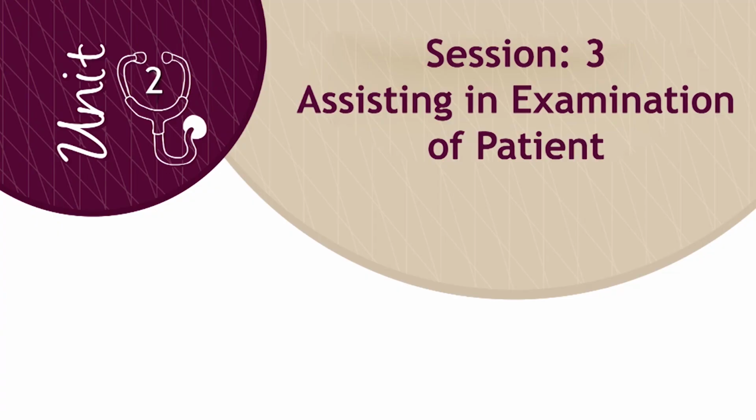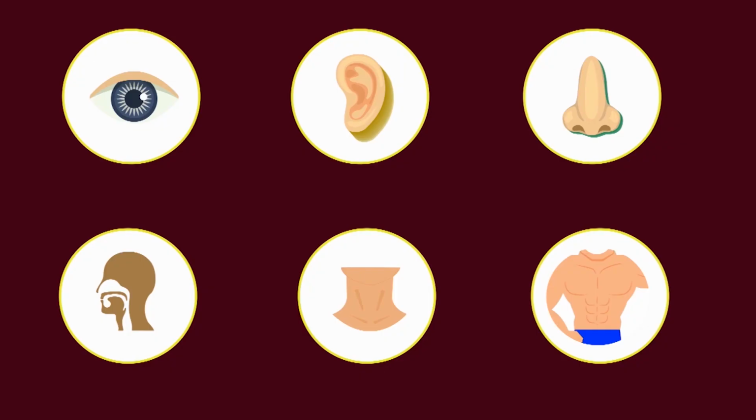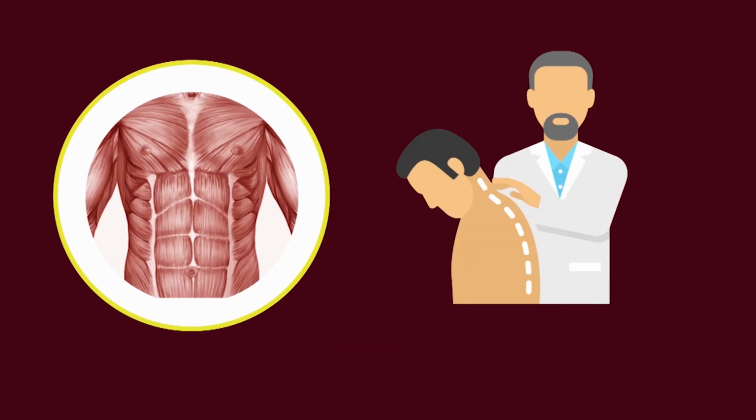In this session, we will cover session 3, assisting in examination of patients from unit 2 of the textbook. We will learn the assistance to be provided by General Duty Assistant in various examination of the patients visualized as eyes, ear, nose, throat, neck, chest, abdomen and spine of the body.